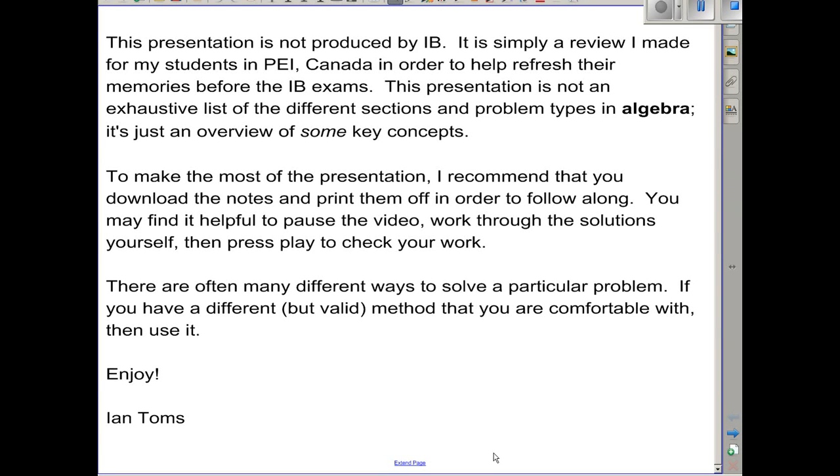Hi folks, welcome to the Algebra review for the Math SL exams. Basically in this section you'll be looking at arithmetic sequences and series, geometric sequences and series, logarithms, and binomial expansions.